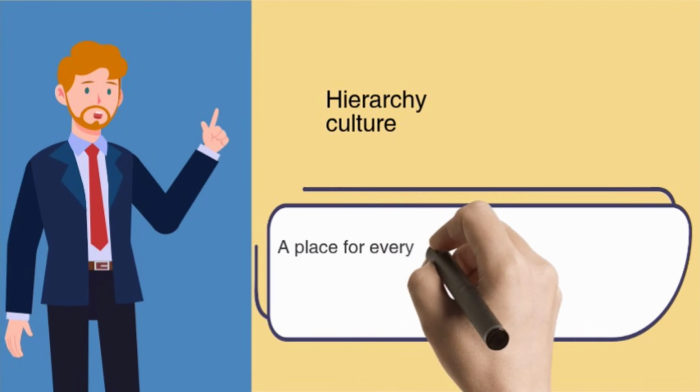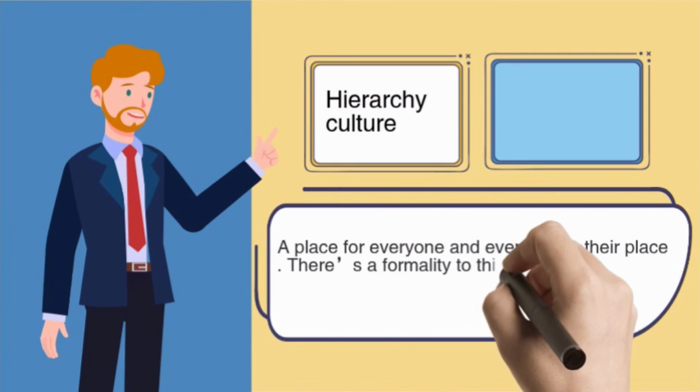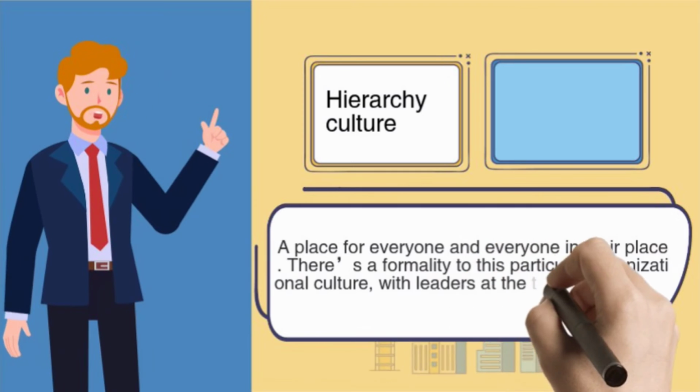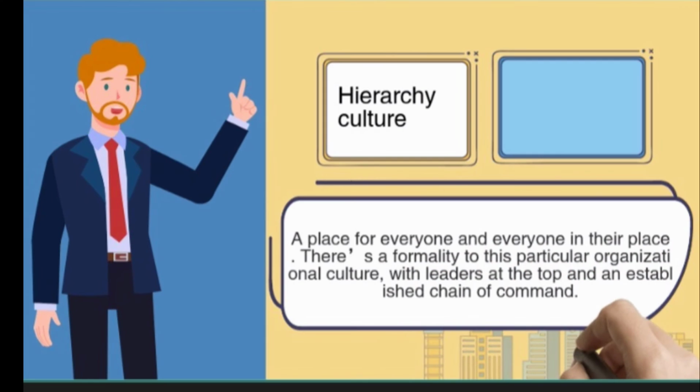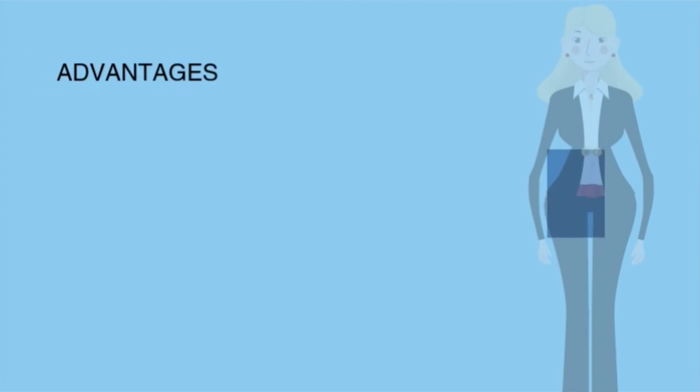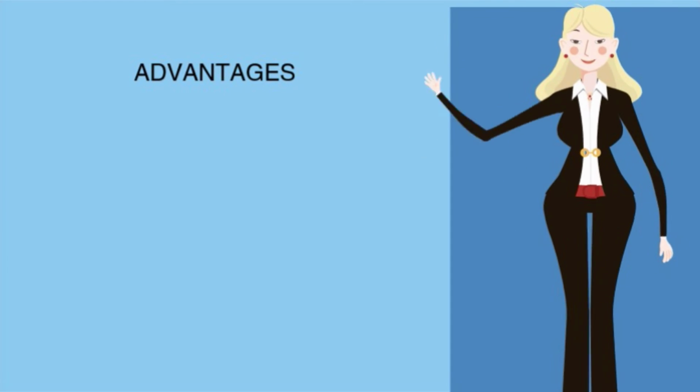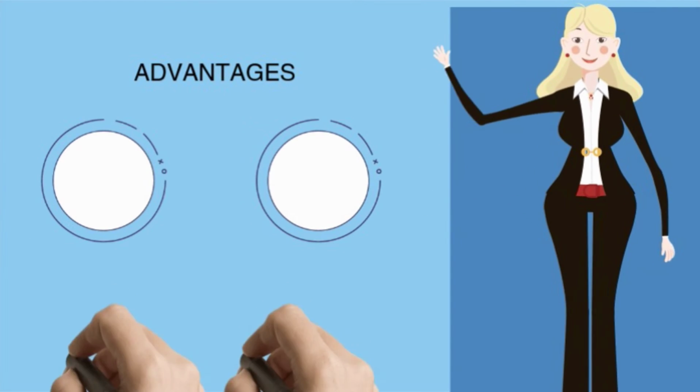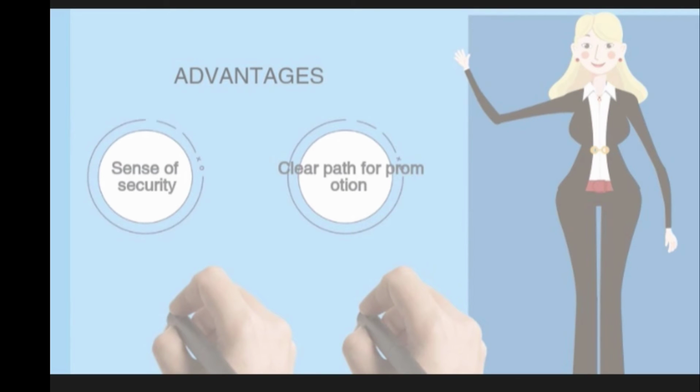The last one is the hierarchy culture, a place for everyone and everyone in their place. There's a formality in this particular organizational culture, with leaders at the top and an established chain of command. This can be a perfect working environment. The structure creates a sense of security and lays out a clear path for promotion, and it increases the status and influence that come with it.